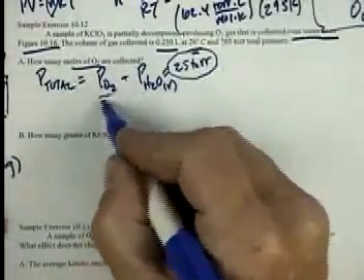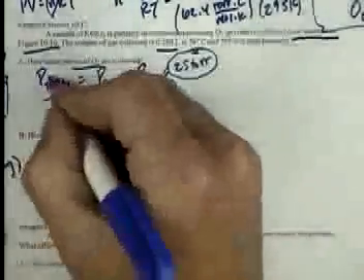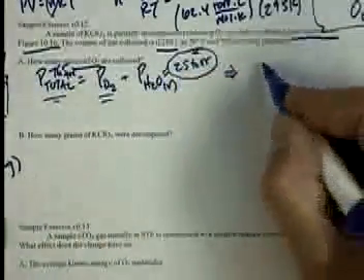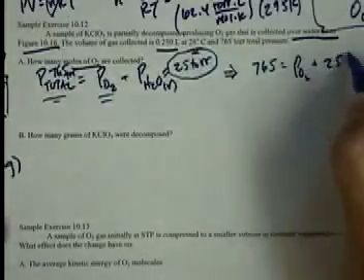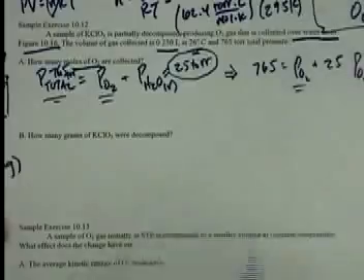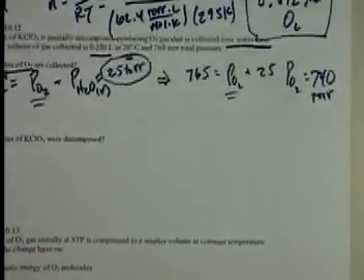Well, we want to know what the pressure of just the oxygen is. We know that the total pressure, of course, is 765 torr. And when you do the math here, it turns out that 765 is equal to the partial pressure of the oxygen plus 25. Solving for the partial pressure of the oxygen, PO2, turns out to be 740 torr for just the oxygen gas.